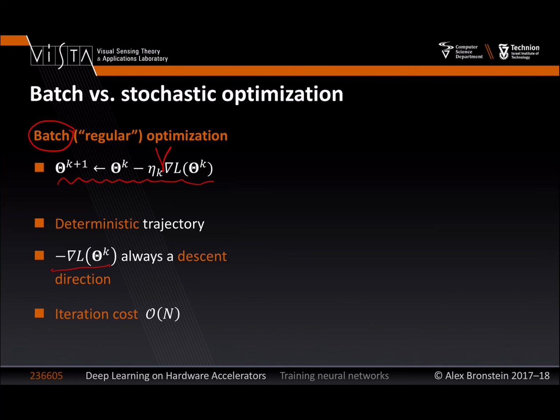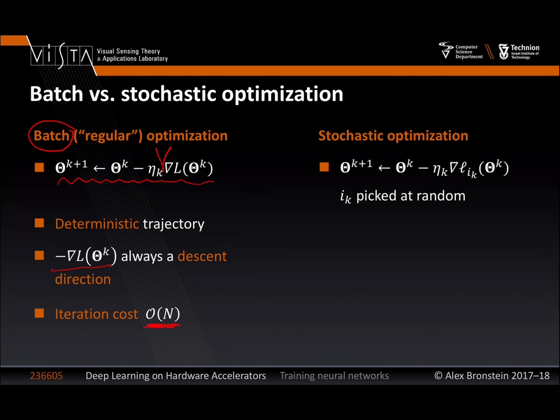The iteration cost, however, in these batch methods is prohibitive for large n because it is linear in n. The alternative that we are going to consider is what is called stochastic optimization. In the simplistic setting, instead of evaluating the gradient of L, of the entire loss function, I'm going to pick just one sample, let's call it i_k. I will draw it randomly with uniform distribution from the set of all indices in my training set. I'm going to estimate my gradient on just that sample and make a step in that direction.